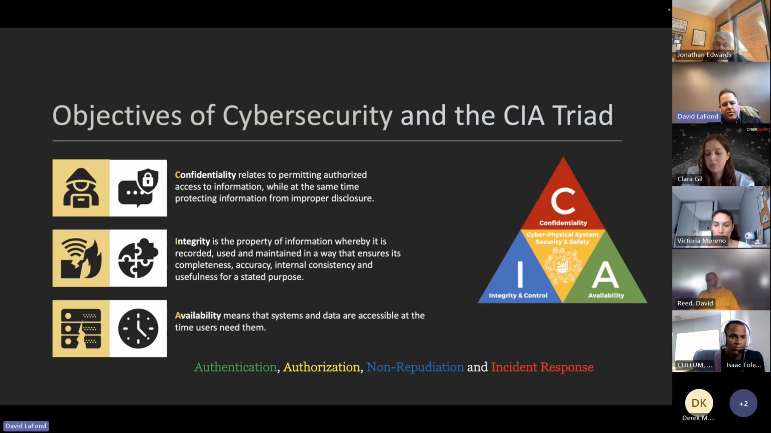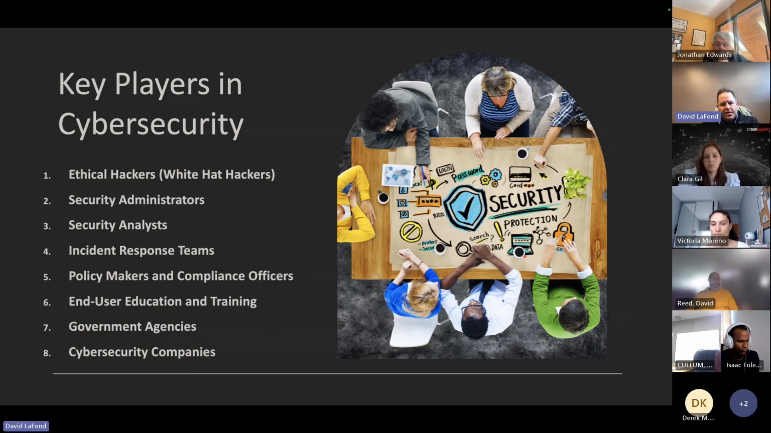And then the third category would be availability, where we would want to make sure that data is accessible to its useful and correct users. So with these three, confidentiality, integrity, and availability, we have a level of cybersecurity, and we could define and classify them under these categories. Who are the key players?